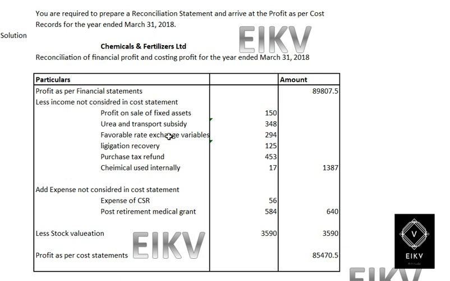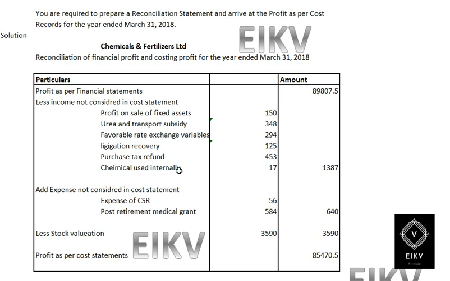Likewise, litigation recovery and purchase tax refund are also considered in financial statement but will not be considered in cost statement, but they are already added in financial statement. Therefore, to arrive at the costing profit, we need to deduct such amount.